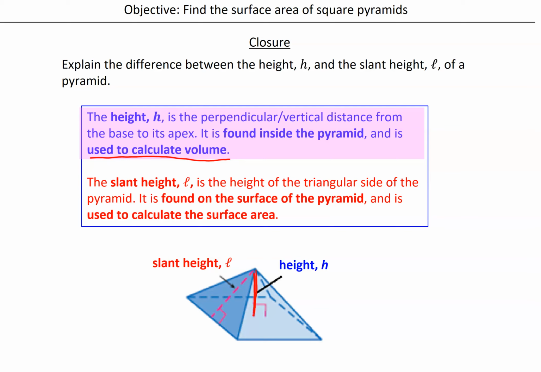Whereas in this case, looking at our slant height L, it's the height of each triangular side of the pyramid. So it's found here, slanted down the side of one of the triangular faces, and it is used to calculate surface area or partial surface areas like lateral area.